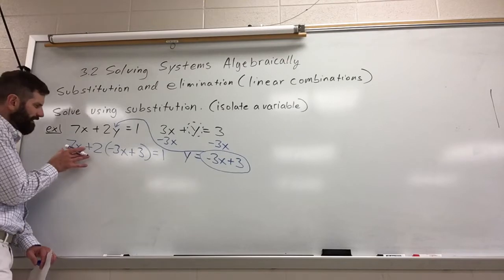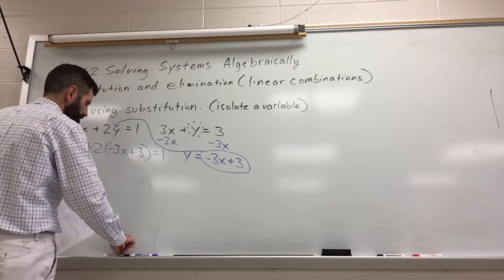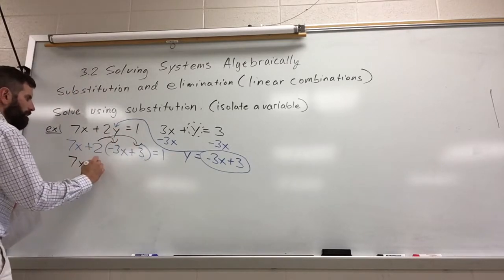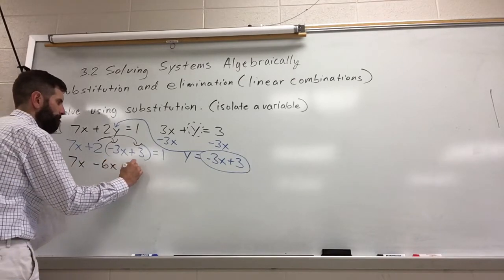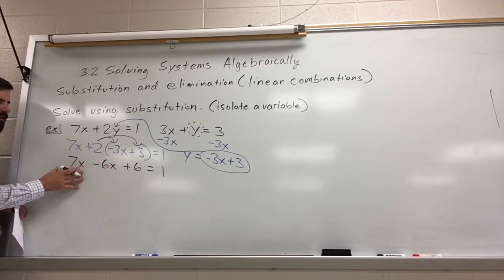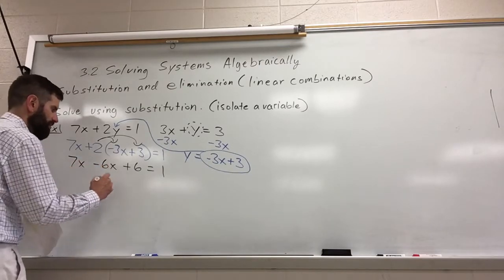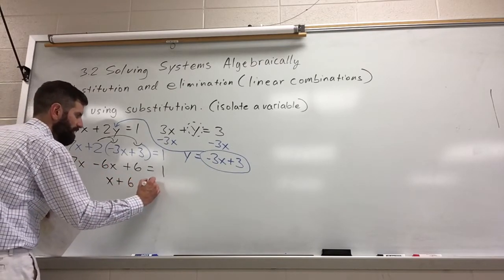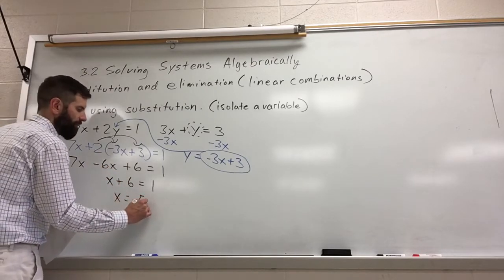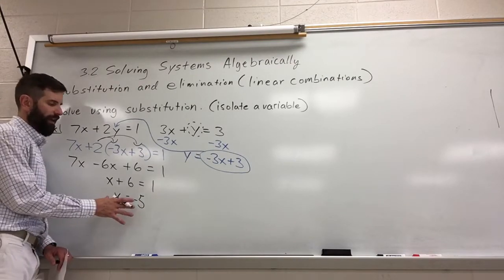Now to solve this, I need to get these x's together, but right now it's locked up with that parentheses. So I'm going to unlock it by distributing. Now it's unlocked. I've got like terms right here, so I just simplify them. 7x minus 6x is 1x or just x. So I'm left with x plus 6 equals 1, and then subtract that 6 over, and I get negative 5. So I'm halfway done here. I found my x value.